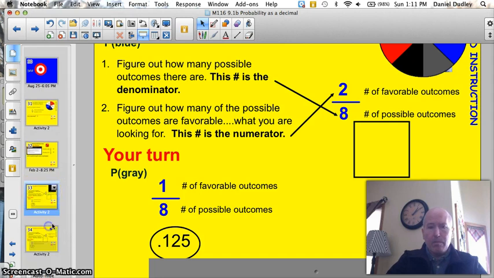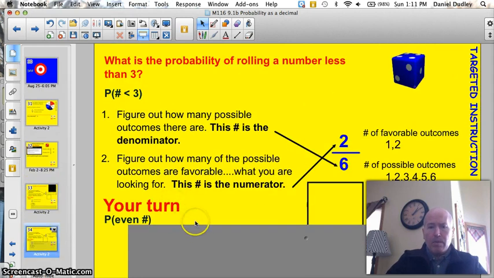That should be review. All right, what is the probability up here of rolling a number that is less than 3? Same thing. Number 1, probability of a number less than 3. All right, how many possible outcomes are there? Well, there's a total of 6. So put down 6 as the denominator. The favorable outcomes, so numbers less than 3, I only have 1 or 2, so it's 2, 6.